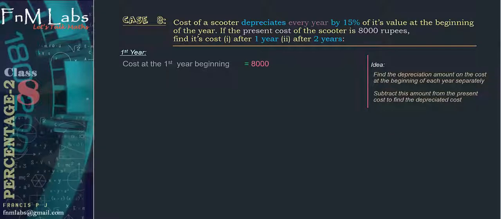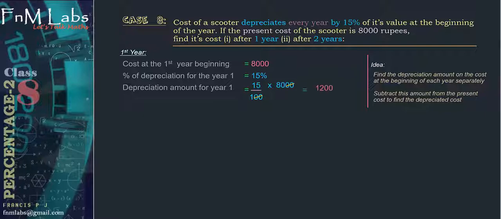The initial cost is 8,000. We know the percentage of depreciation for both the years is 15%. So the depreciation amount is 15% of 8,000, which is 1,200. So at the end of first year, the cost gets reduced by the depreciation amount, which is 1,200. So the cost at the end of first year is 6,800.